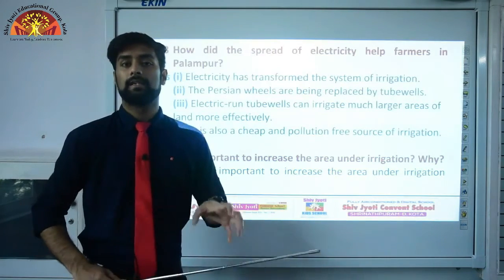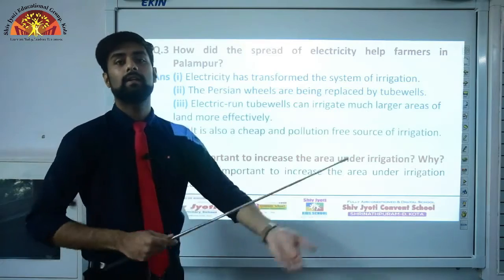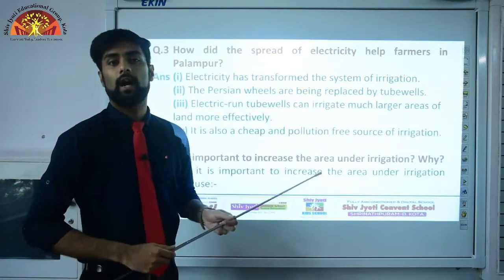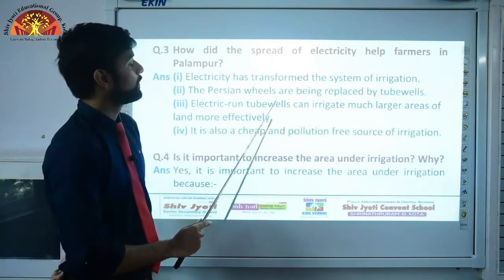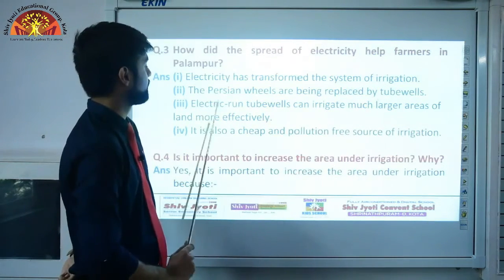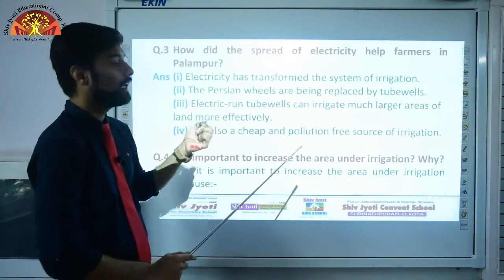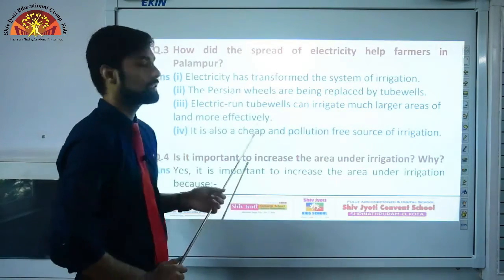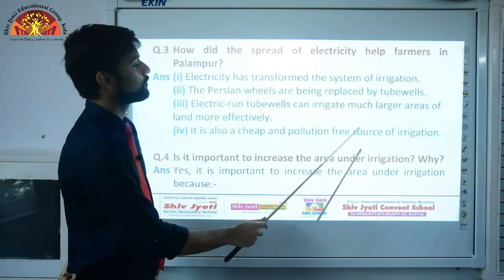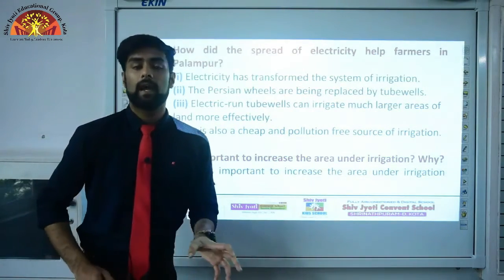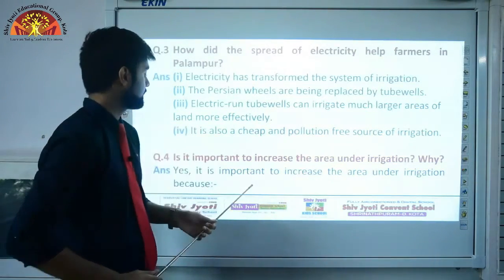Okay, you just insert a motor in the ground, underground water, push one button, and the motor will suck the water out of the ground. Okay. Now, electric run tube wells can irrigate much larger areas of land more effectively. It is also saying that tube wells which are run by electricity can irrigate much larger areas of land. Now, it is also a cheap and pollution-free source of irrigation. Electricity is cheap and a pollution-free source of irrigation. I hope you understood this.